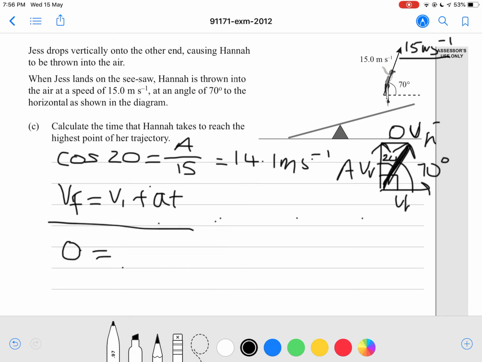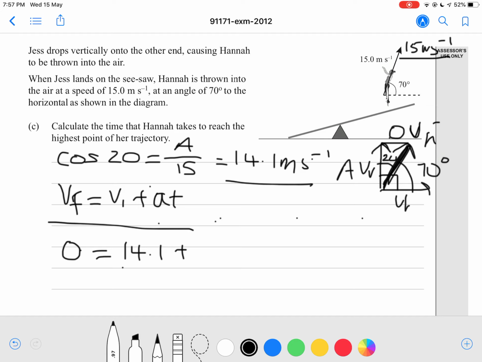So 0 equals Vi, which we calculated, equals 14.1 meters per second, the initial vertical velocity, plus at, okay? But one thing you have to understand here, it's very important. Hannah is moving up at 14.1 meters per second, but gravity is acting in the opposite direction at 9.8 meters per second. Because it's acting in the opposite direction, you have to change the sign, which means it's not plus 9.8 meters per second. That would mean it's acting in the same direction.